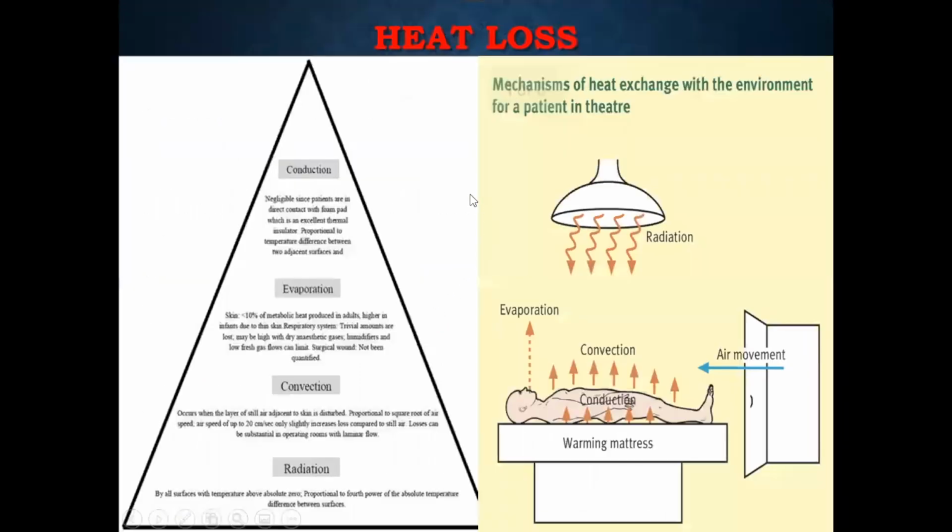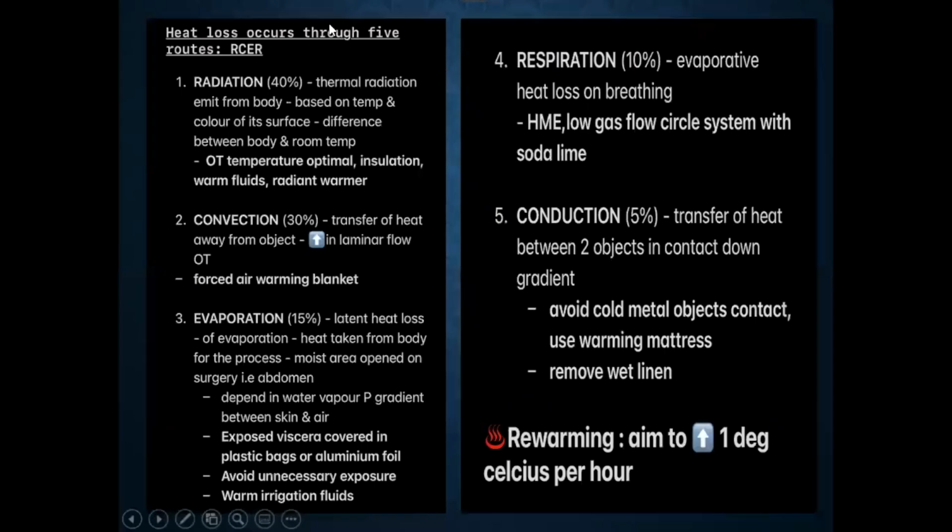Next, heat loss intraoperatively. How does the heat loss happen? There are 5 main processes where heat loss occurs. RCER is the important one. I remember it as Royal College Exam Room, the mnemonic given in the podcast. The fifth one is called conduction. This is very minimal and not so important, so we put it as fifth.